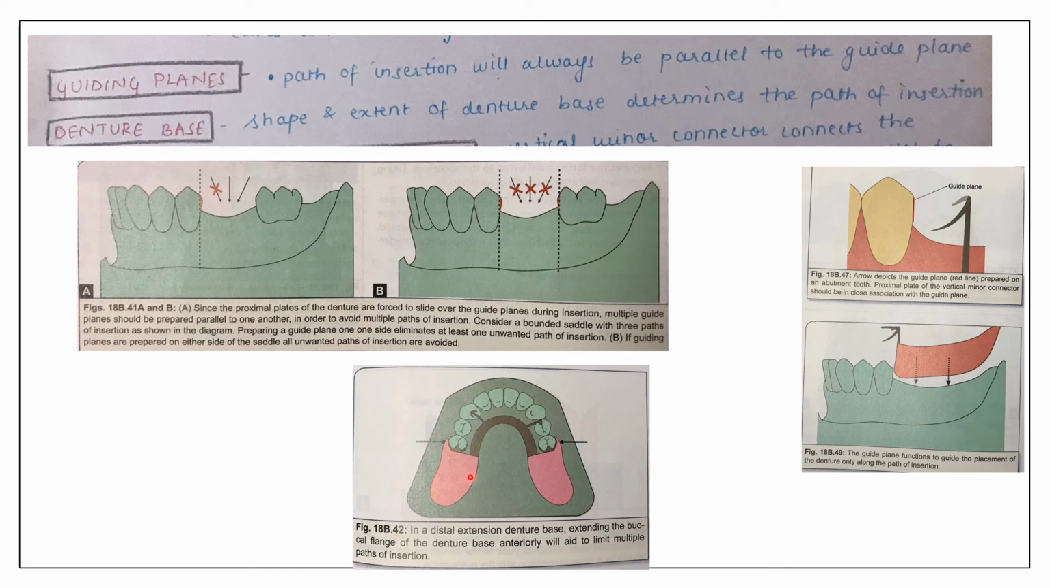So what you can do mostly in a distal extension case, as we have seen in class 1, where there were multiple paths of insertion, is extend the buccal flange of the denture base. So here, as you can see, we can extend this anteriorly, which will limit multiple paths of insertion. So this is the denture base, and these are your guide planes, as I said. When you prepare these guide planes, it will help the denture to be placed properly. So it will determine the path of insertion properly. The guide plane functions to guide the placement of the denture only along the path of insertion. So it will guide it properly.